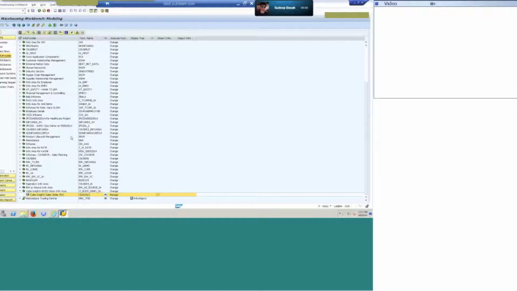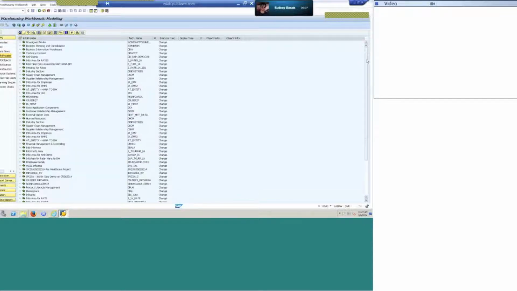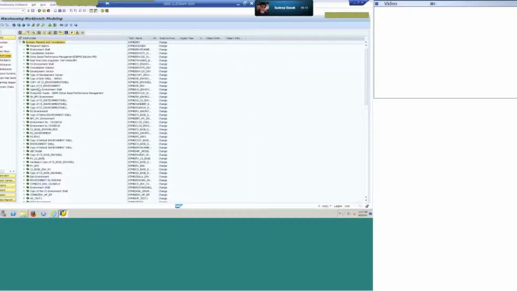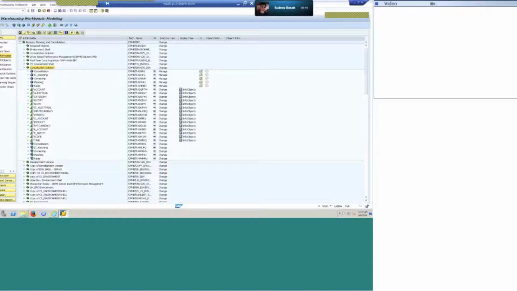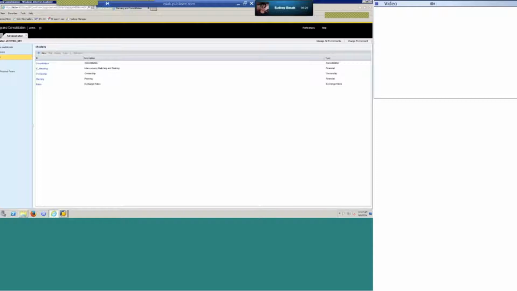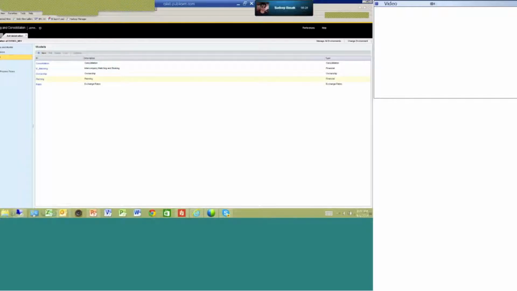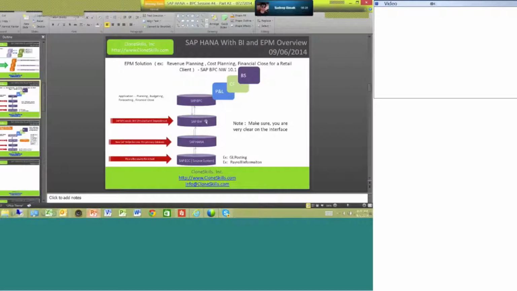So for example, when I go to planning and consolidation, one second. I need to look for business planning and consolidation, that's BPC. When I expand, I can see all of those. When I go to my consolidation solution, this is the consolidation model being used. Here we could see consolidation, interest matching, ownership, planning rates. Now when I go here, I can see the same thing. That means these are all interconnected to each other. From here, I should know how to go here.